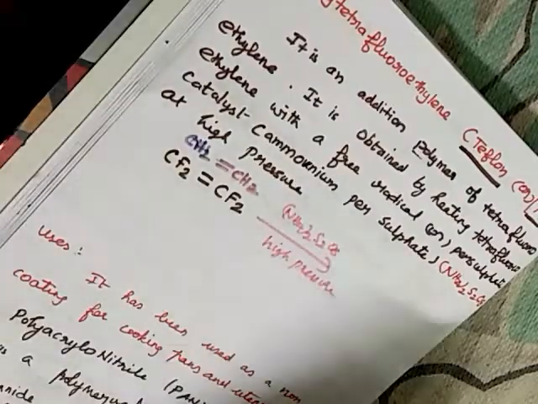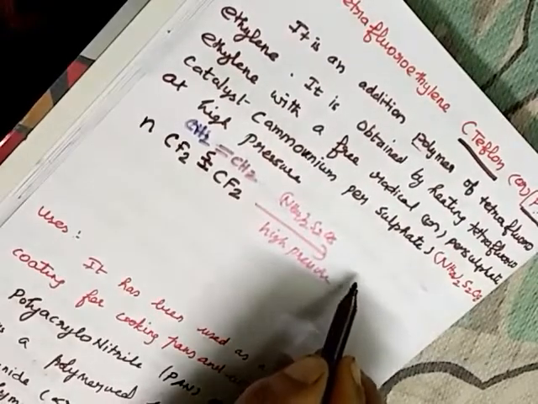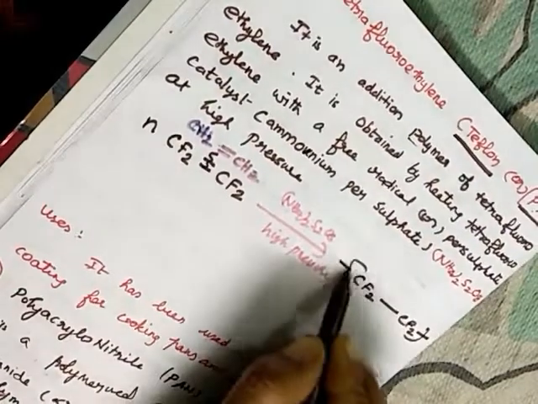High pressure. So what we are going to prepare, we are going to take n times. So the double bond will be broken. So what? CF2, single bond, CF2, n times. This is called Teflon.